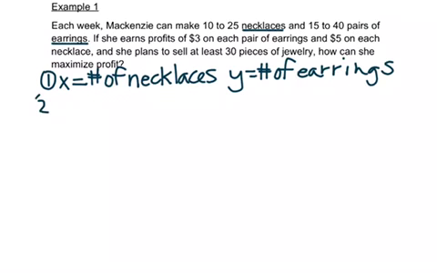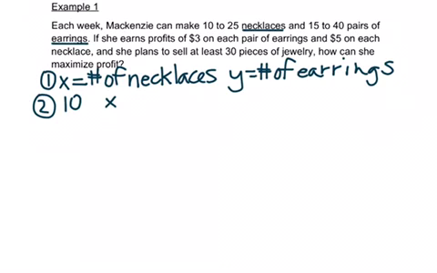Okay, moving on to step 2, I have to write a system of inequalities. When you write your system of inequalities, these are the constraints. What are the constraints? What's going to keep Mackenzie from making as many necklaces and earrings as she wants to? Well, the first thing it tells us is that Mackenzie can make between 10 to 25 necklaces. She can't make any more than 25. She can't make any less than 10. So that's an inequality. That's got to go into my system of inequalities.